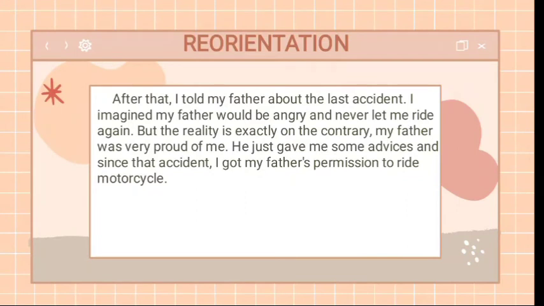Next, example of reorientation. After that, I told my father about the accident. I imagined my father would be angry and never let me ride again. But the reality was exactly the contrary. My father was very proud of me. He just gave me some advice and signed the accident. I got my father's permission to ride a motorcycle.